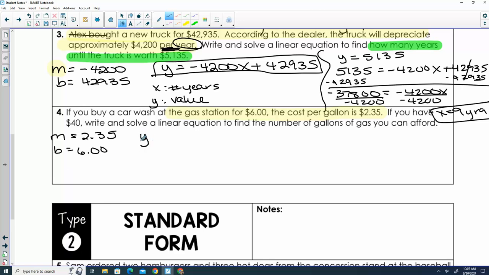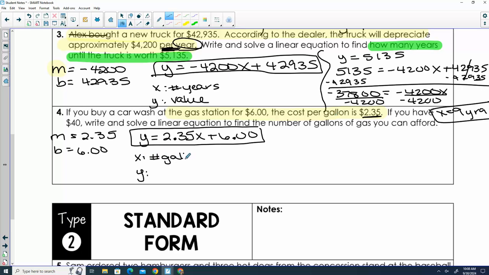So our equation is y equals m times x plus b. So can you look at this equation and tell me what your x and y represent? X is multiplied with m. That was how much we paid for every gallon. So x would have to be the number of gallons. And what's my y going to give me?